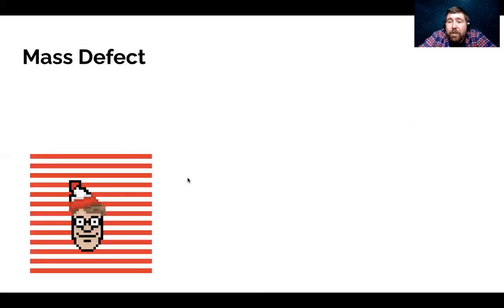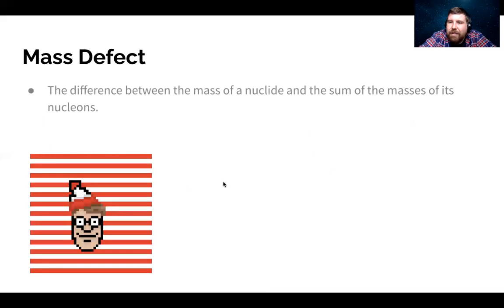So, in the world of chemistry, there's a really cool vocab word, and I know that you're probably thinking, cool vocabulary? What? One of my favorite things about nuclear chemistry is mass defect. Mass defect is the difference between the mass of the nuclide, so the atom or isotope that we're looking at, and the sum of the masses of its nucleons.